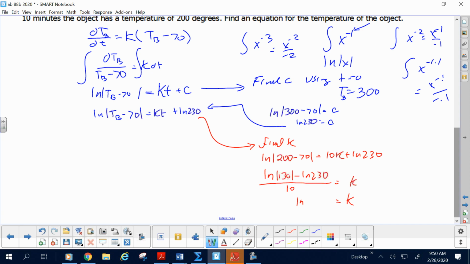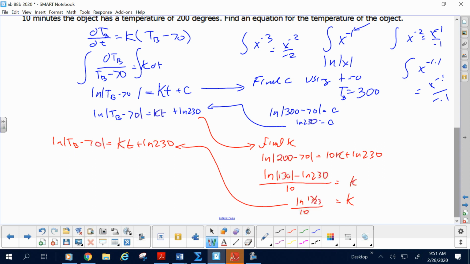Oh wait, you divided 13 over 23. 13 over 23 over 10 for K. See? All right, back we go to finish up our equation. Natural log of t sub b minus 70 equals, do you want to write that for K or just keep calling it K and put it in later? Put it in there. Call it K, it's less writing. Okay, so KT plus log of 230, but now I really do know K.